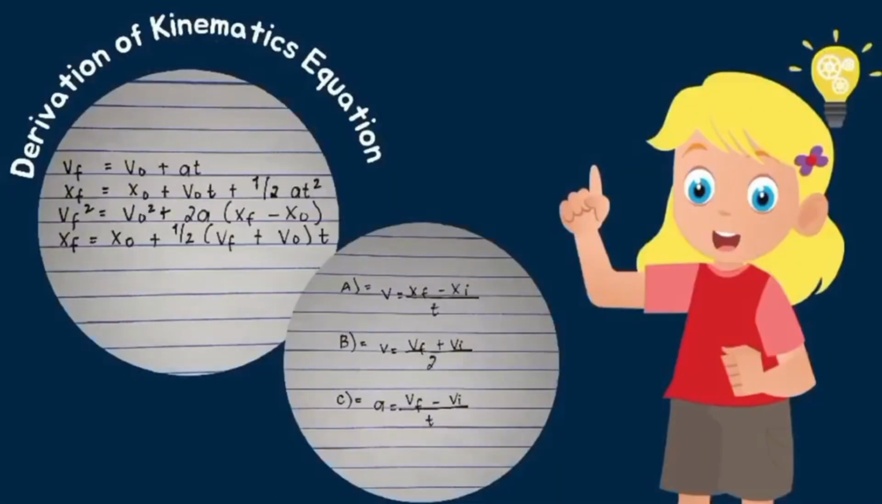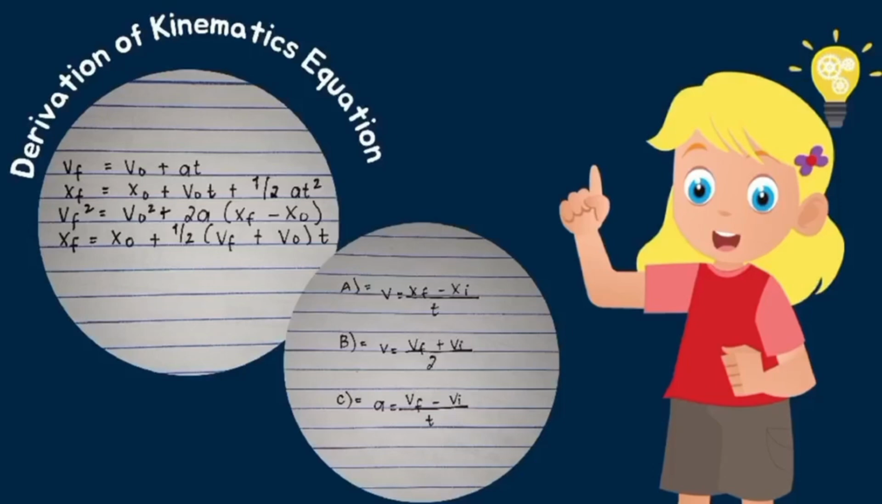Now the derivation of the kinematic equation. The first equation is v sub f equals v sub 0 plus acceleration times time. The second equation is x sub f equals x sub 0 plus v sub 0 times time plus 1/2 acceleration times time squared. The third equation is v sub f squared equals v sub 0 squared plus 2 times acceleration times x sub f minus x sub 0.